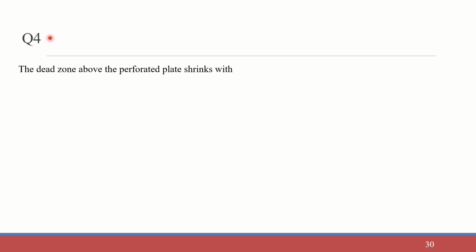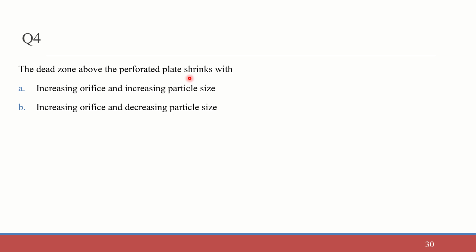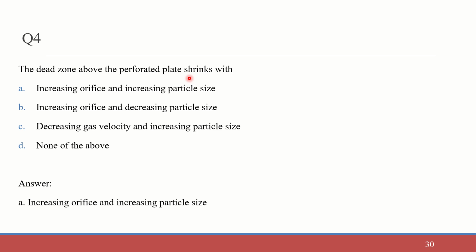In question 4 it is asked that the dead zone above the perforated plate shrinks with dash. Option A, increasing orifice size and increasing particle size. Option B, increasing orifice size and decreasing particle size. Option C, decreasing gas velocity and increasing particle size. Option D, none of the above. The answer is increasing orifice size and increasing particle size. Option A is the right answer.